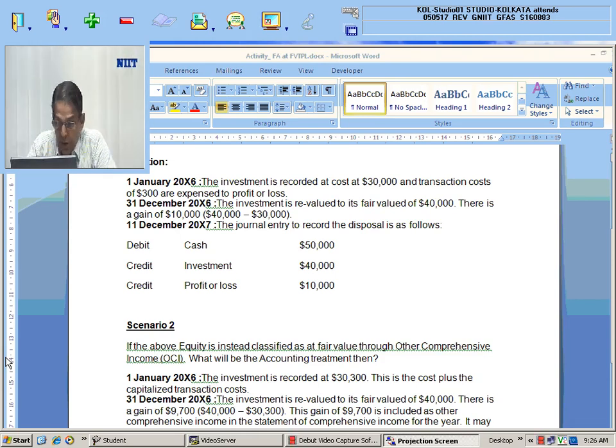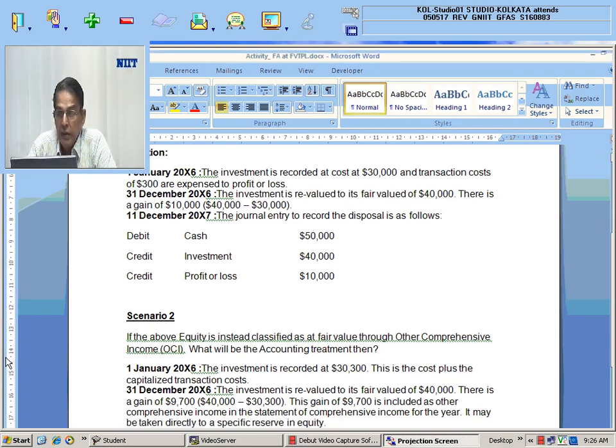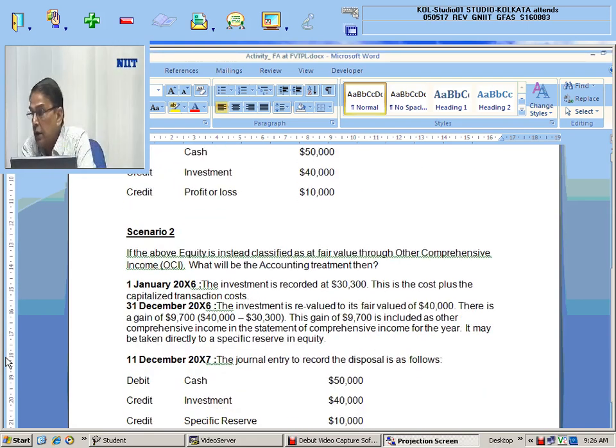On 11 December 2007, the journal entry to record the disposal of that investment will be debit cash 50,000, credit investment account 40,000, because now the investment account has been revalued at 40,000, and credit specific reserve account 10,000. So this is the journal entry to record the disposal of the investment.